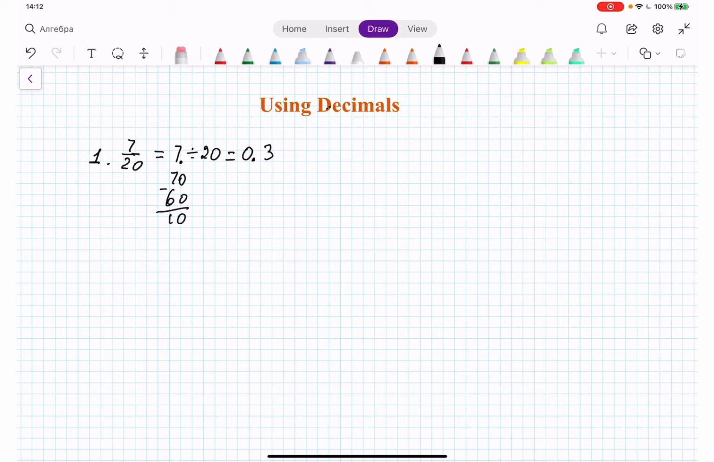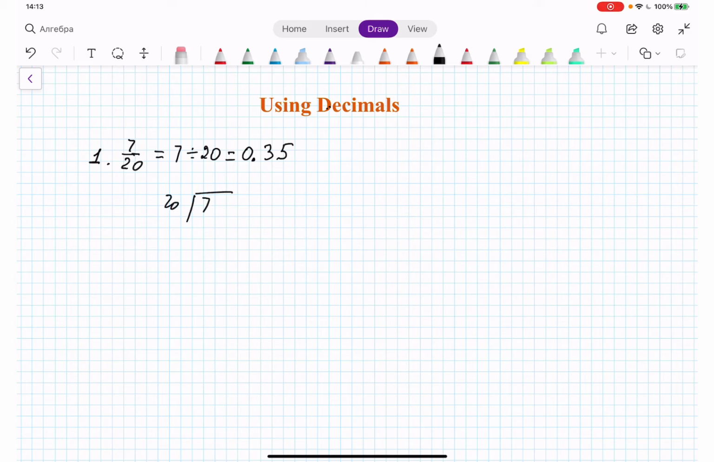Remainder is going to be 10. Adding one more 0, because when it comes to decimals, you can add as many zeros as you want at the end. Nothing is going to change. And 100 divided by 20 is going to be 5. Or you can divide the way you know, the way you like it.